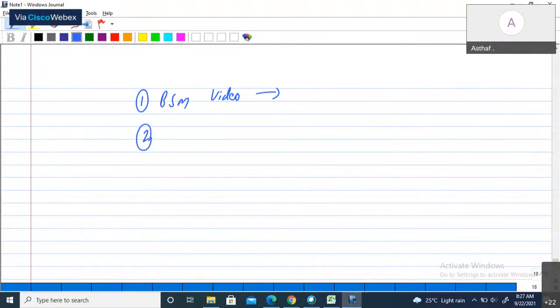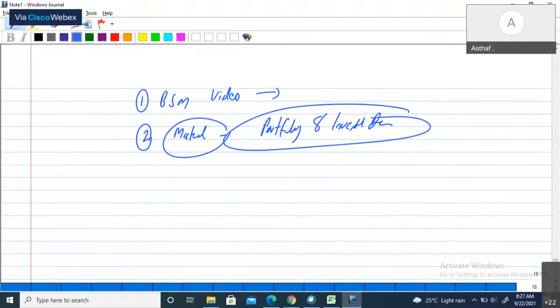The second thing, I will share you the material. Material in the sense, it is portfolio management and investment decision. We are not sharing the material for these two areas otherwise, so we will share the material in the group.